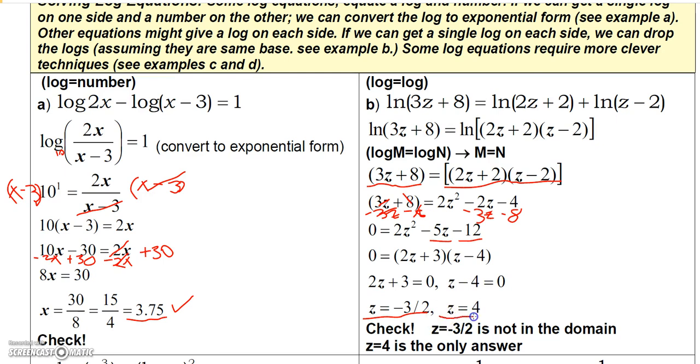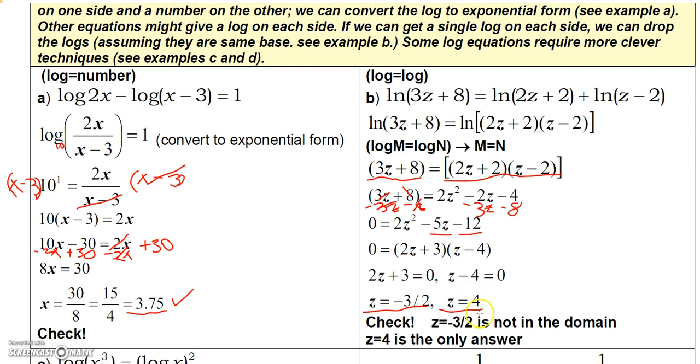Now the problem though is z equals 4 works fine because 3 times 4 plus 8 is a positive number, 2 times 4 plus 2 is a positive number, and 4 minus 2 is a positive number. But negative 3 halves, that's negative 1 1/2, it might work, let's see. It doesn't work here because if you plug negative 3 halves in here, you get negative 3 plus 2, so that would give you a negative argument.